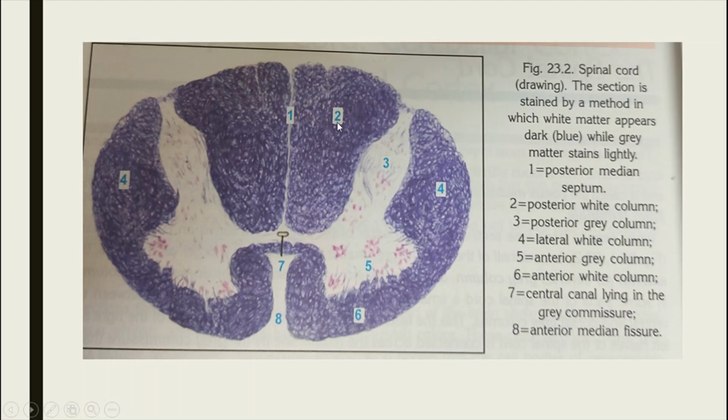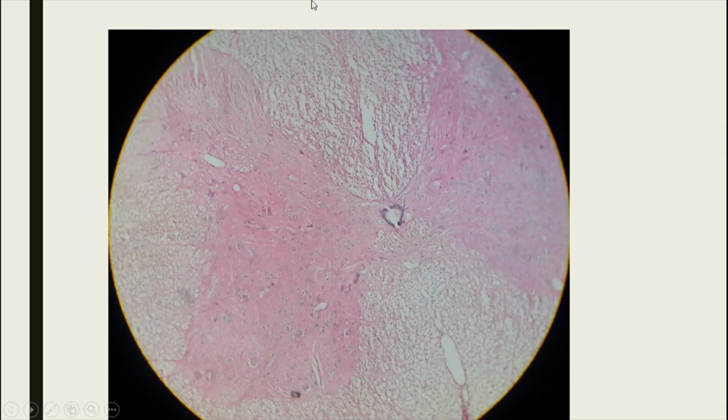The second one is the posterior white column, 6 is the anterior white column, 4 is the lateral white column, 3 is the dorsal horn or the posterior horn of gray matter, 5 is the anterior horn of gray matter. So these are the features which can be identified. It is very simple to identify, and this is the diagram of how it appears under the microscope. The original view under the microscope.